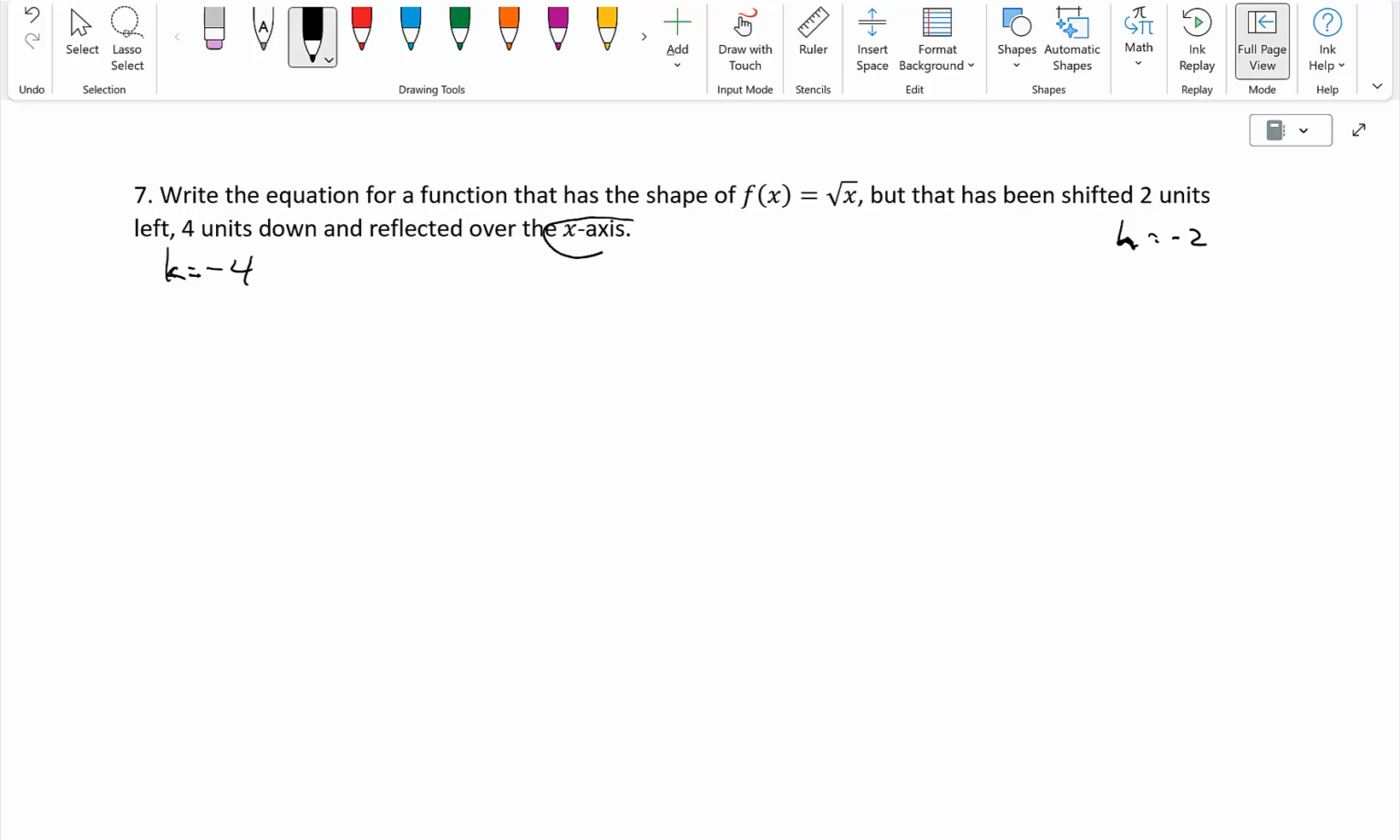And this reflect over the x-axis means we're affecting the y's, so we're going to multiply a negative 1 out front. We put those 3 things together and we get, maybe now we call it f of x, let's call it y or g of x. But y would equal a minus square root of x plus 2, minus 4. Right, that left 2, we want that plus 2 inside, so we can see that negative h, and then the minus 4 for our shift down outside, multiplying by that negative 1 in front to affect the y's and flip us over the x-axis.